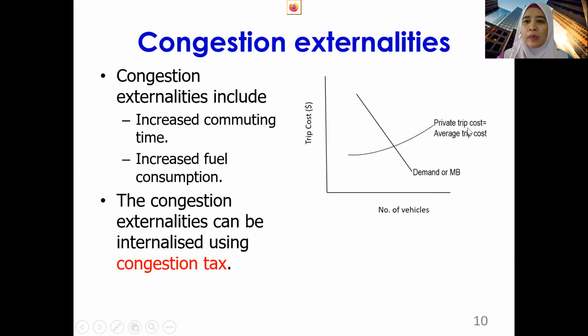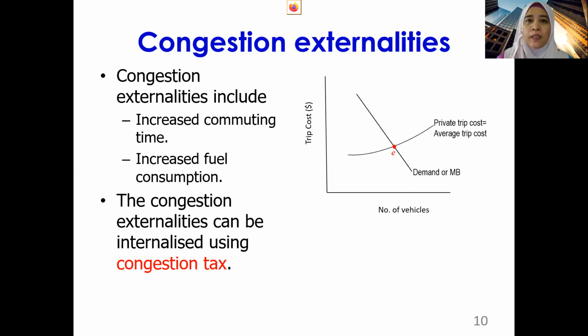Now, this is the private trip cost, but since we are talking about congestion, road trip, we are talking about the trip cost. The private trip cost equals the average trip cost. This is the curve for cost. Cost is upward sloping. As there are more vehicles, the cost will be higher, so average cost will be higher, logically. Now, see the point of intersection between the private trip cost, which is the average trip cost, and the demand or marginal benefit. This is the equilibrium point.